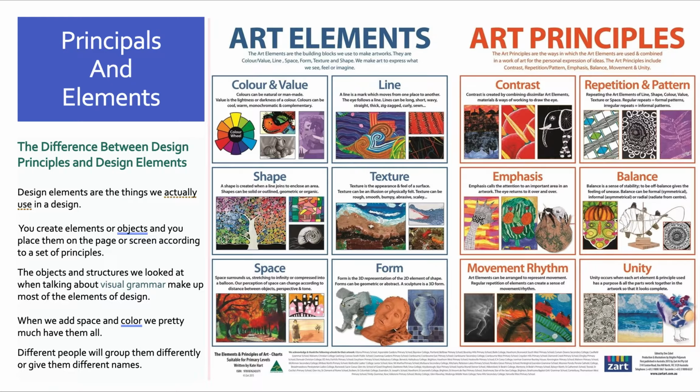And so the difference between the principles and the elements is that design elements are the things we use in the design, such as color, line, shape, texture. And the principles are the way we arrange them. Again, the words and sentences, but beyond a sentence structure. We can go up and down and back and forth and have 3D. When we add space and color, actually, I skipped something there, so that doesn't make sense on its own, does it? Different people will group them differently or give them different names.